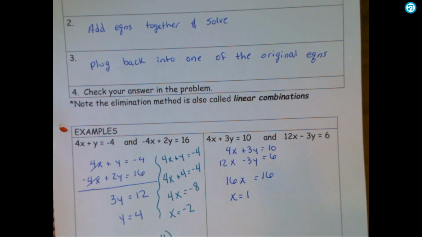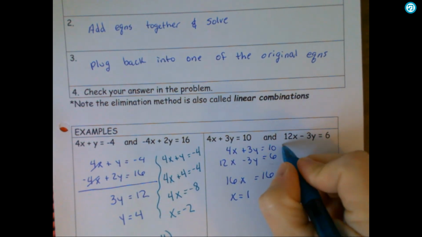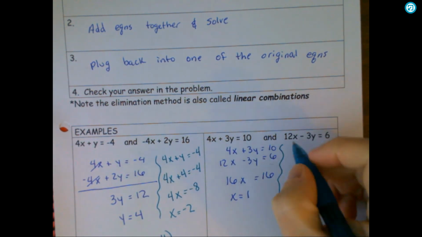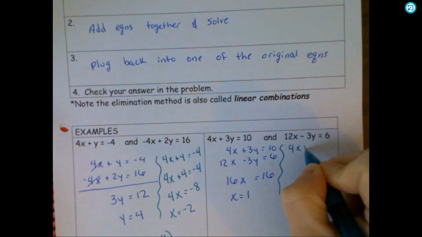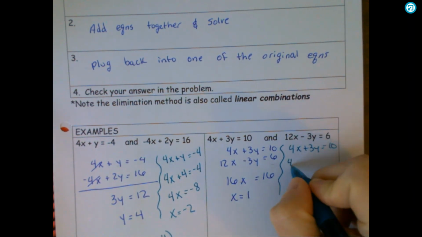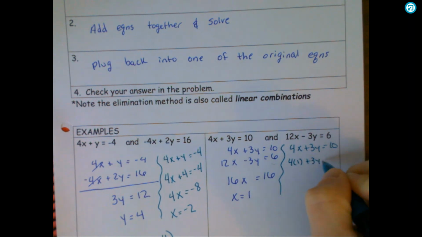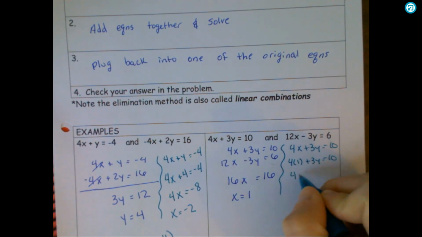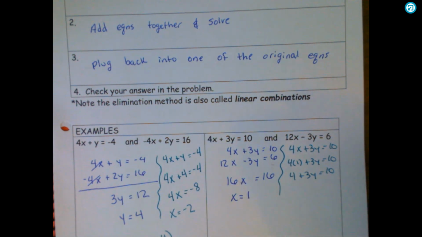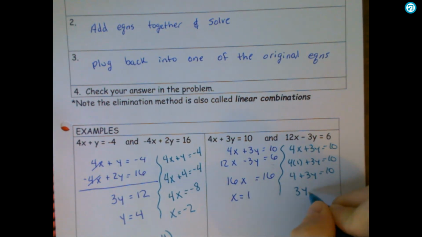From there, you pick one of the equations to plug back into. Doesn't matter which one. I'm going to do the left again. So 4x plus 3y equals 10. We got 4 times 1 plus 3y equals 10. 4 plus 3y equals 10. From here, you subtract 4 from each side. That gives me 3y equals 6. Divide by 3. y equals 2.